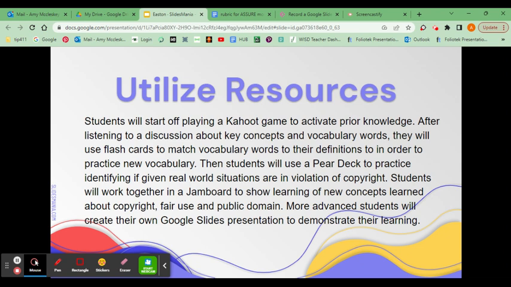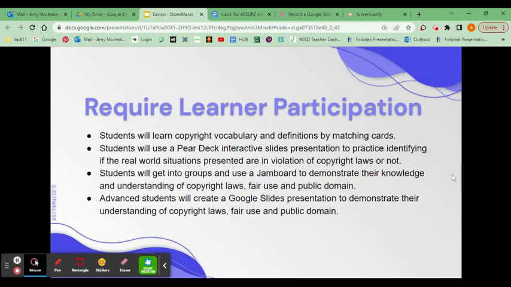Then students will use a Pear Deck activity to practice identifying if real-world situations are in violation of copyright. Students will work together in a Jamboard to show learning of new concepts learned about copyright, fair use, and public domain. My more advanced students will create their own Google Slides presentation to demonstrate their learning.